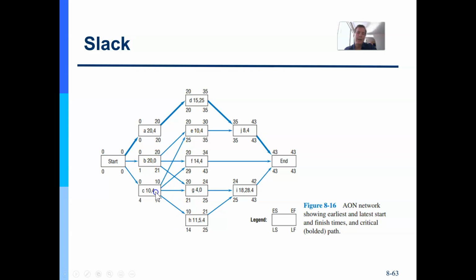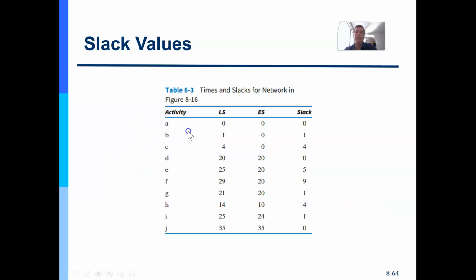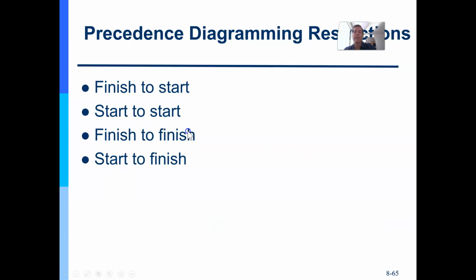E must wait on both C and B to finish before it can start, right? You can see that C ends on day 10, B ends on day 20, and that's why you have to wait for both of them. That's why E begins on day 20. Sure, I could have begun on day 10, but not really. I need B to be done also. That's why you have to wait for the longer time. And that's a finish to start relationship, right?